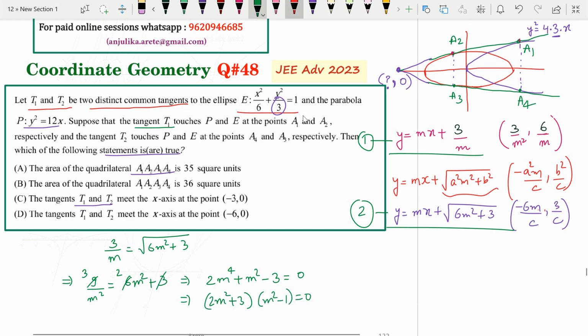Now what are the solutions here? This is not going to get you any solution, right? Only this. So you are getting m to be plus 1 and minus 1. So we are arranged for both the tangents.